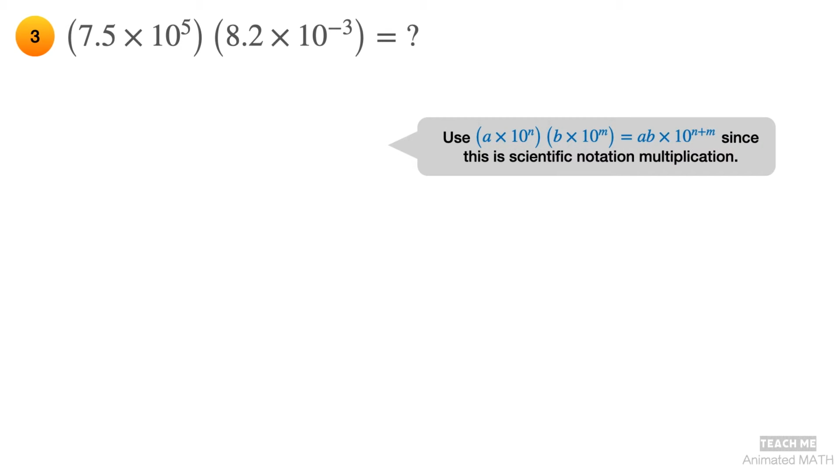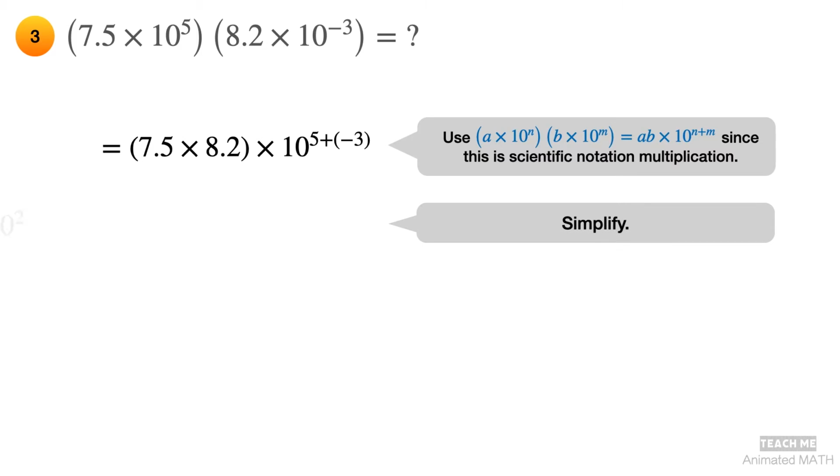This is another scientific notation multiplication application, and I hope that by now you're getting a lot more familiar with it. Find the product of the coefficients and the sum of the exponents. This one involves both positive and negative exponents, so be careful with the sign changes. 7.5 times 8.2 is 61.5, and 5 plus negative 3 is also 5 minus 3, or 2.